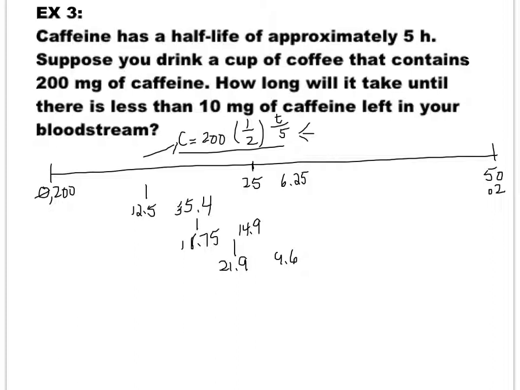Now we can either stop here or just continue. I'm not going to continue anymore. 9.6 is close enough to 10. So we are going to say that after about 21.9 hours, you will have less than 10 milligrams in your body.